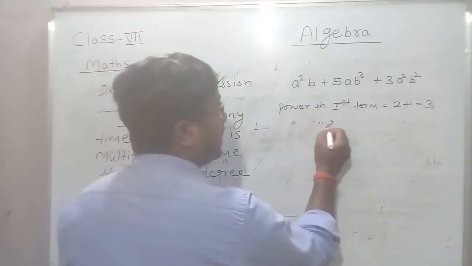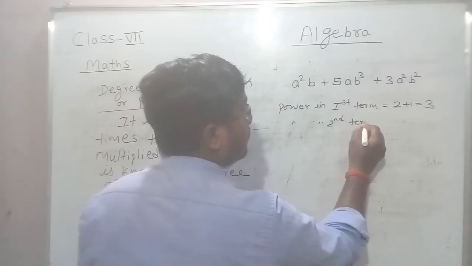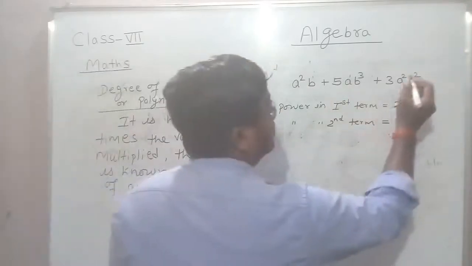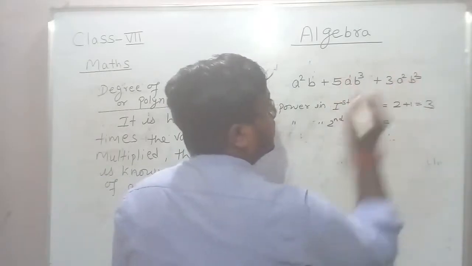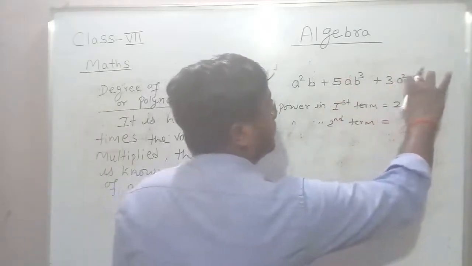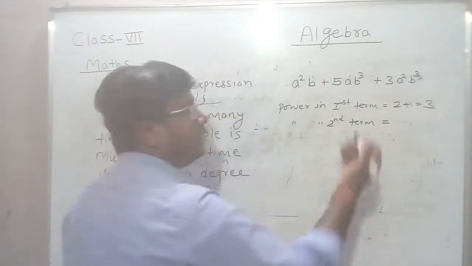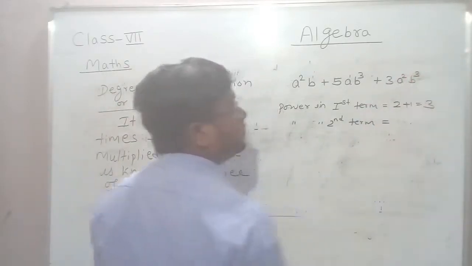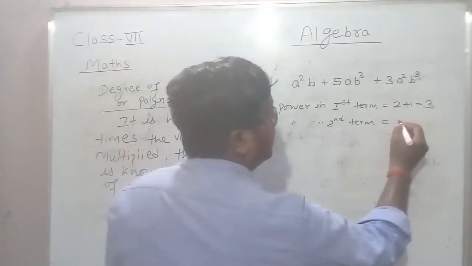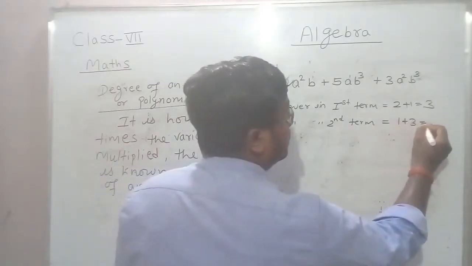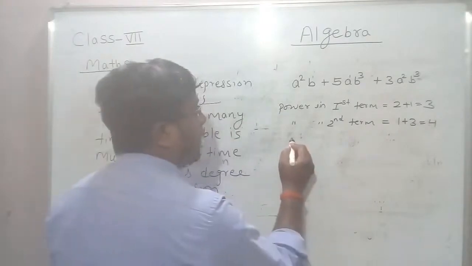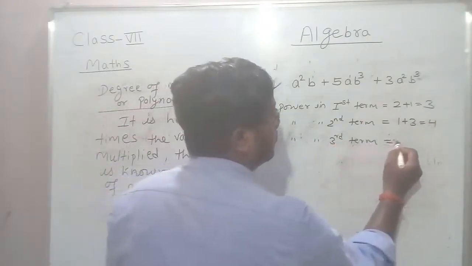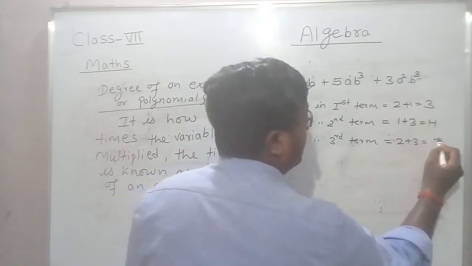Similarly, the power in the second term: here the power of a is 1, and b is 3. Then 1 plus 3 is 4. Similarly, the power in the third term: 2 plus 3, that is 5.